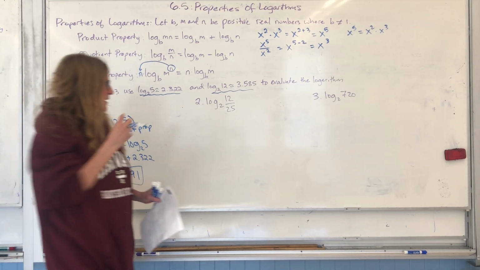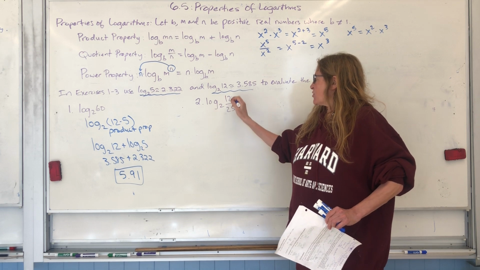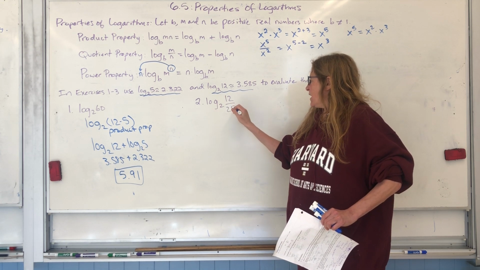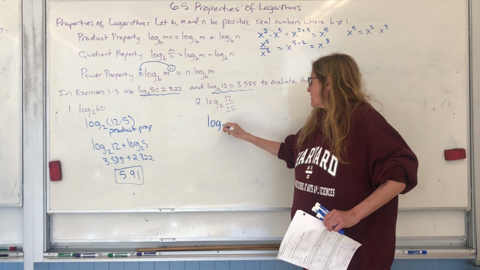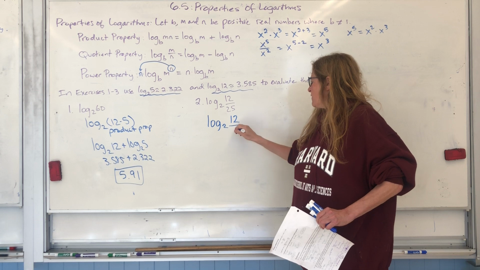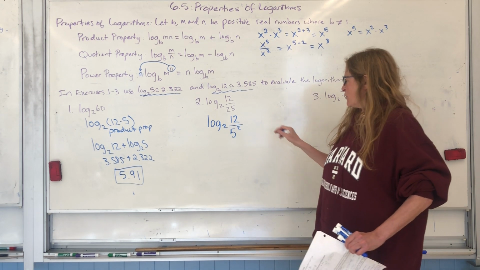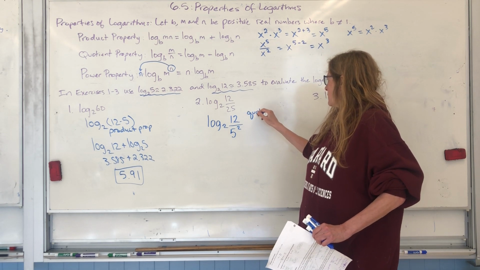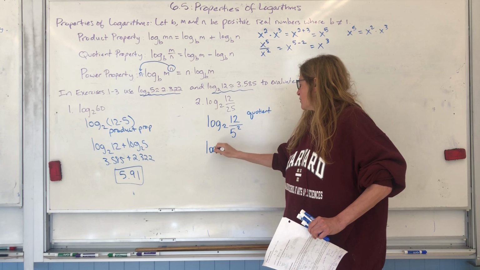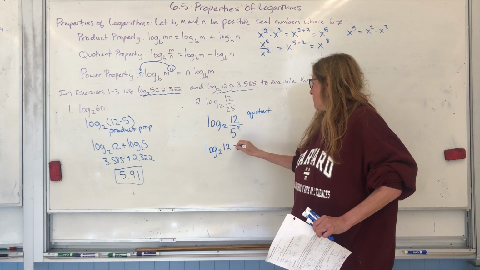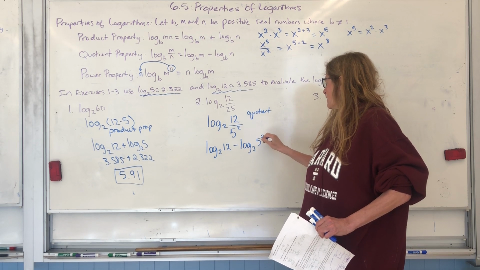Okay, again, we're looking for 5s and 12s because that's what we've got here. This is a quotient. But I don't have log base 2 of 25, but I could notice that 25 is 5 squared. Right, so this is my quotient property. So I can say that's log base 2 of 12 minus log base 2 of 5 squared, right?